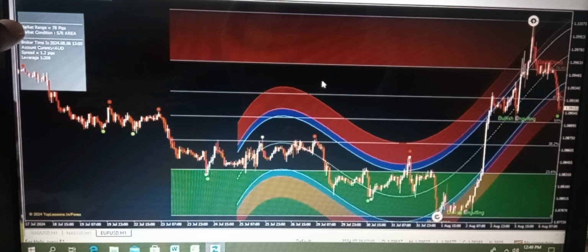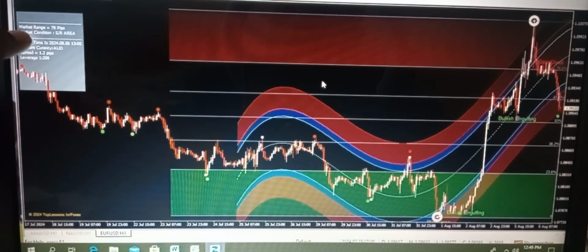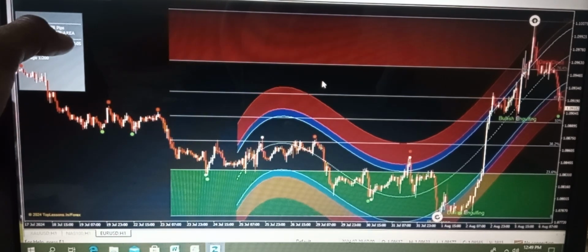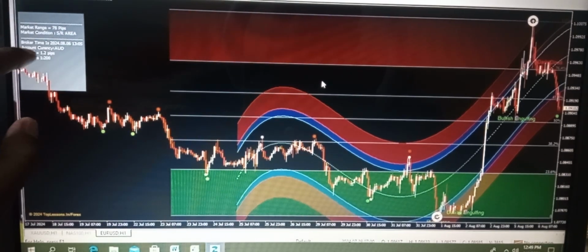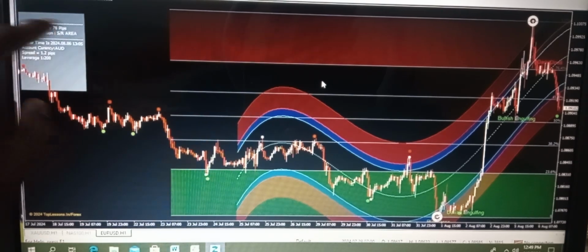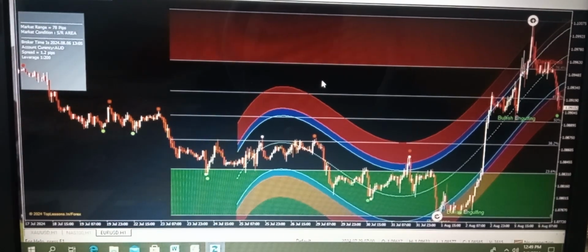It shows you market range 78 pips, market condition, this is the signal. Market condition, if it says safe trade, that's when you will take the signal, whether you are buying or you are selling. And then it says broker time, account currency, it shows you each and everything that is happening, right?